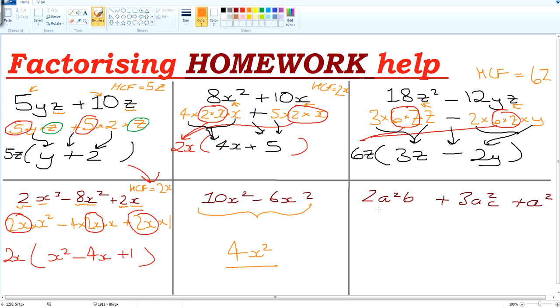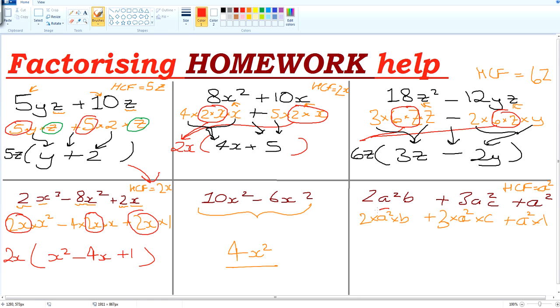So in the next one we have 2a squared b plus 3a squared c plus a squared. So what is the highest common factor here? We only have one highest common factor. A what? A squared. So we can write this as 2 times by a squared times by b plus 3 times by a squared times by c. Remember, if you've got a squared on its own, we must put times by 1.